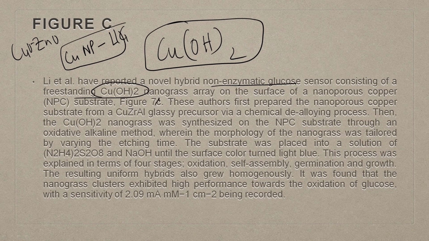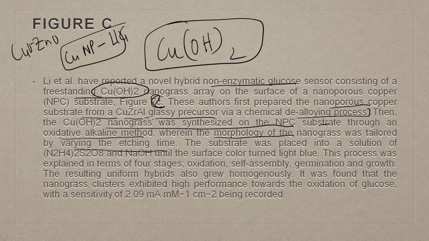So, what is being done here is that in figure C, these authors first prepared a nanoporous copper substrate from a copper, zirconium, aluminum glassy precursor via a chemical dealloying process. Then the copper hydroxide nanograss was synthesized on the NPC substrate through an oxidative alkaline method, wherein the morphology of the nanograss was tailored by varying the etching time. The substrate was placed into a solution of (NH4)2S2O8 and NaOH until the surface color turned light blue. This process was explained in terms of four stages: oxidation, self-assembly, germination and growth.